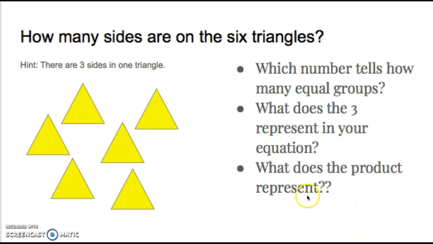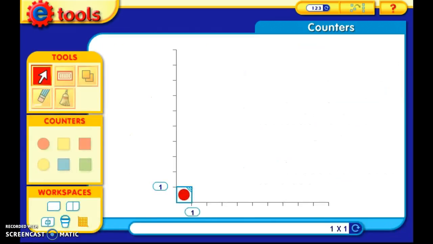So now here are some questions to help you develop an equation that can help you find the answer. Which number tells us how many equal groups? What does the 3 represent in your equation? So that means our equation has a 3. Perhaps it has to do with the sides. What does the product represent?